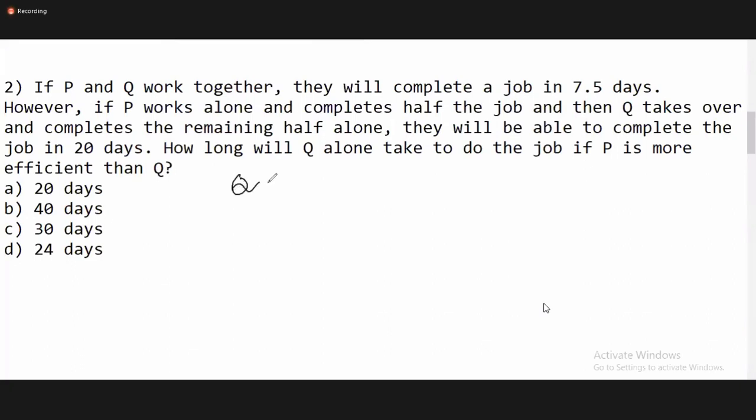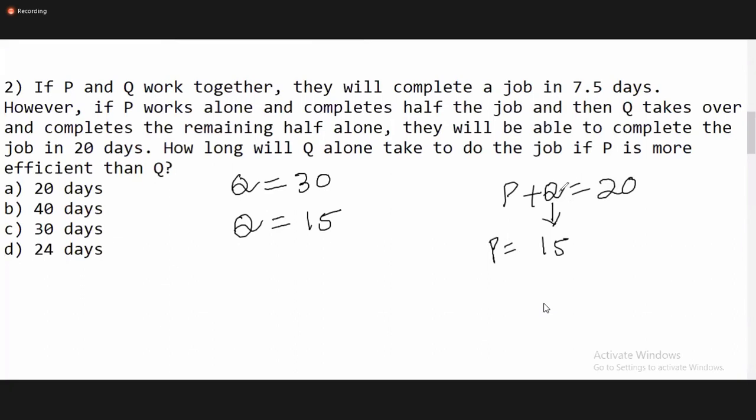Now I need a response from your end. Guys, tell me, if Q is completing it in 30 days, half work will be completed in how many days? Everybody kindly reply in the live chat. 15 days. Yes or no? If P and Q are taking 20 days, and Q's half work is 15 days, then P's half work would be in how many days? 5 days, no?